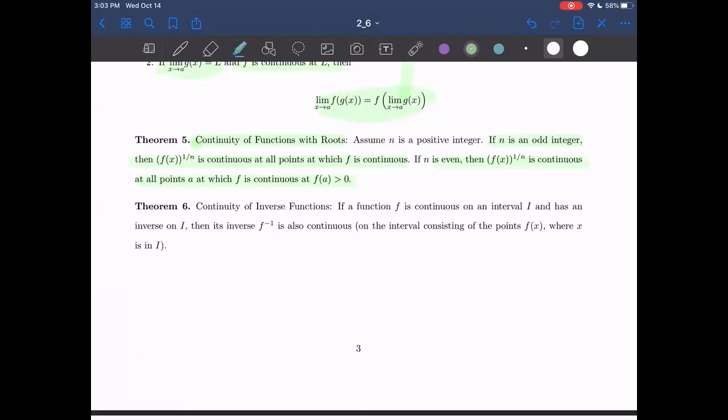And then we've got continuity of inverse functions. If a function f is continuous on some interval and it has an inverse on the same interval, then its inverse is also continuous. So if you've got a function that's continuous and it has an inverse, then the inverse is continuous.